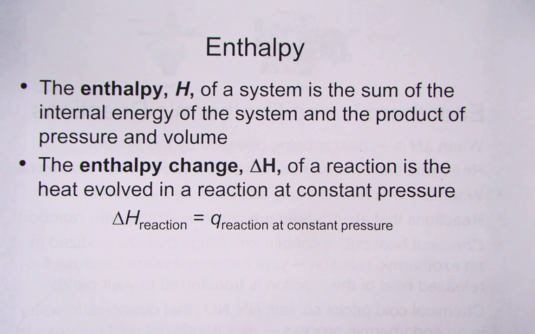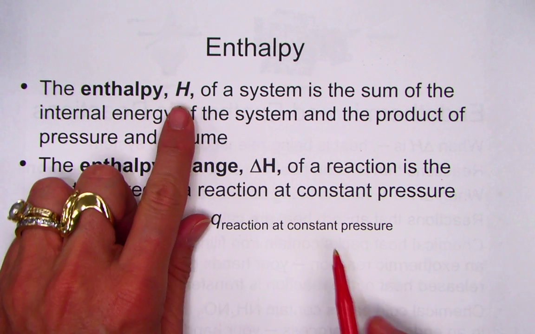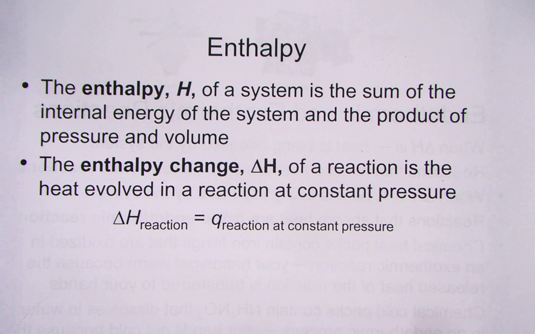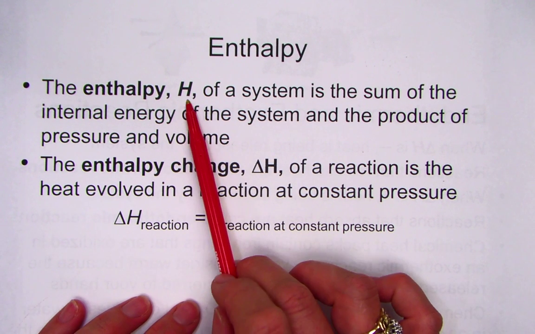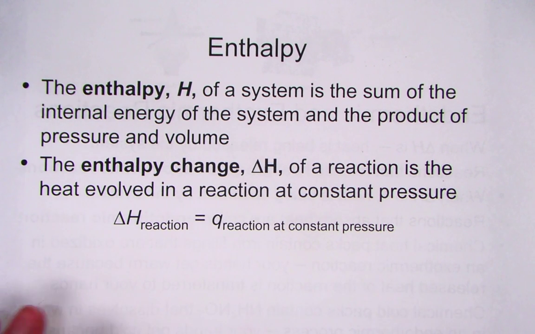Our next topic in our chapter on heat energy deals with enthalpy. Enthalpy of a system is denoted with a capital H. I often think of H as being the heat of a reaction. Enthalpy of a system is the sum of the internal energy of the system and the product of the pressure and the volume.